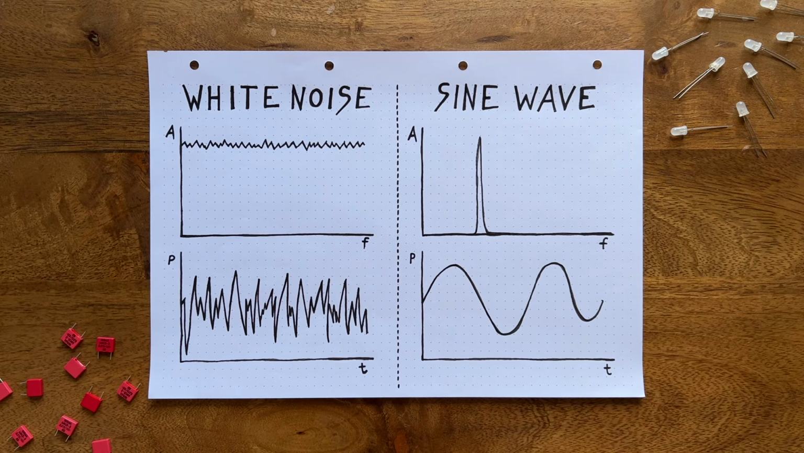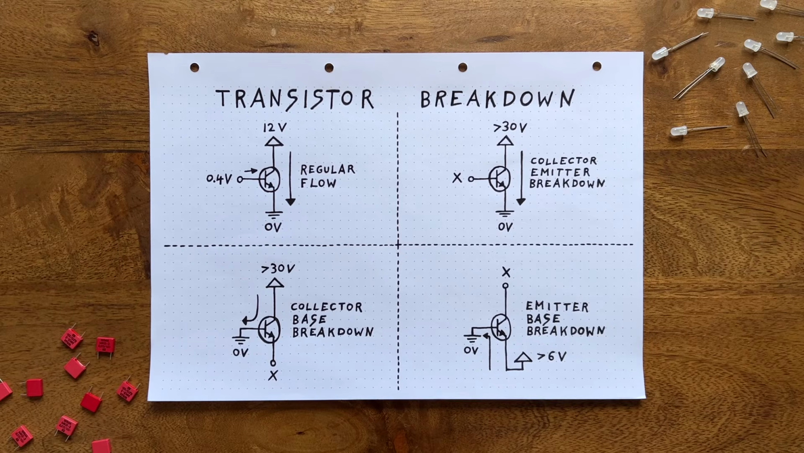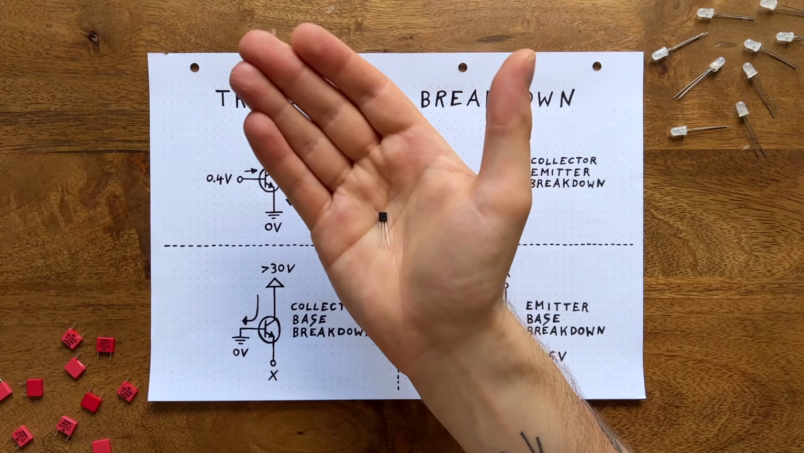Now, in the world of electronics, sound is encoded as fluctuations in voltage over time. So, if we want to build a circuit that generates white noise, we'll essentially have to build a circuit that generates a randomly fluctuating voltage. How do we do that? Easy, by abusing a semiconductor device like this NPN transistor.